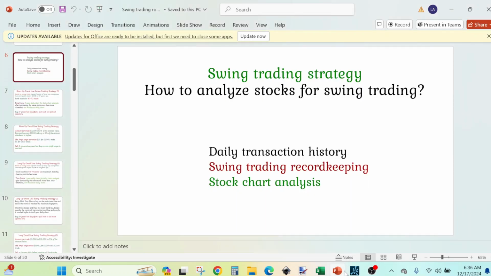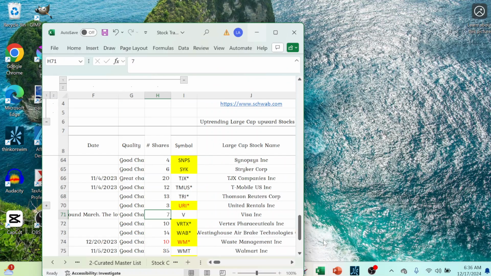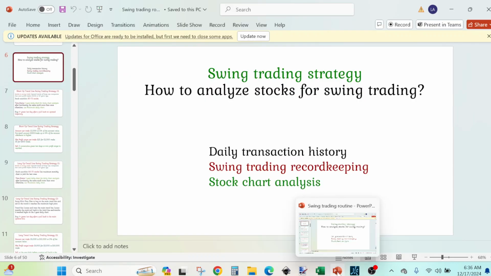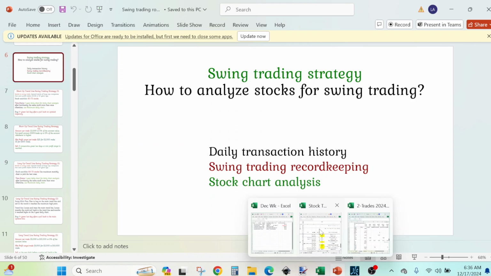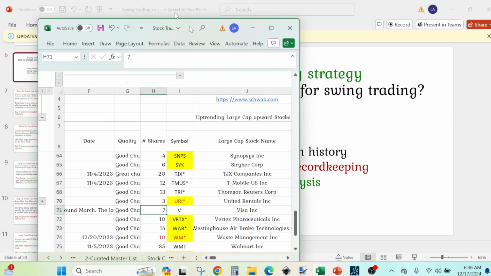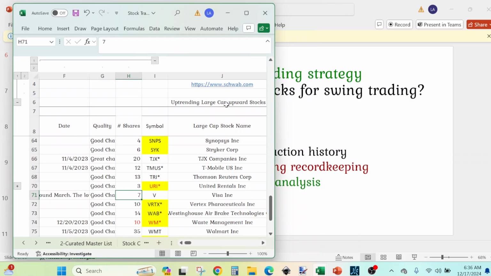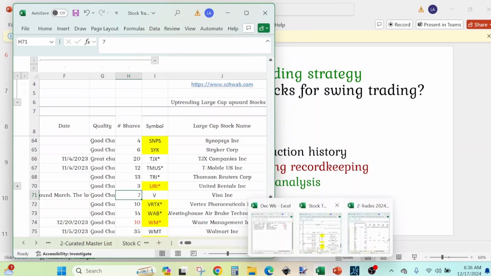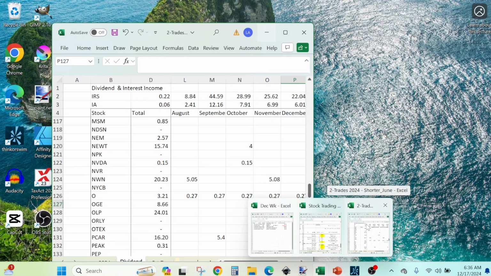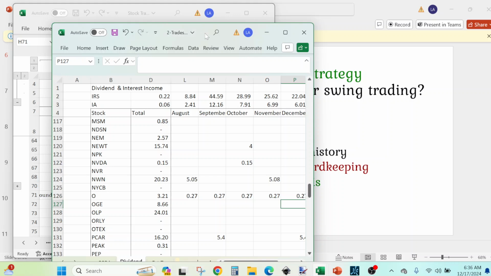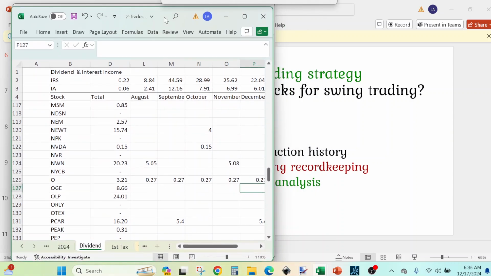Hello, swing trading strategy. How to analyze stocks for swing trading. So when you are swing trading, it's good to do your bookkeeping for your swing trades and analyze the stocks to pick stocks for trading the next day. So today is December 17, 2024, and we are going to do our bookkeeping for our swing trading activities for December 16, 2024.